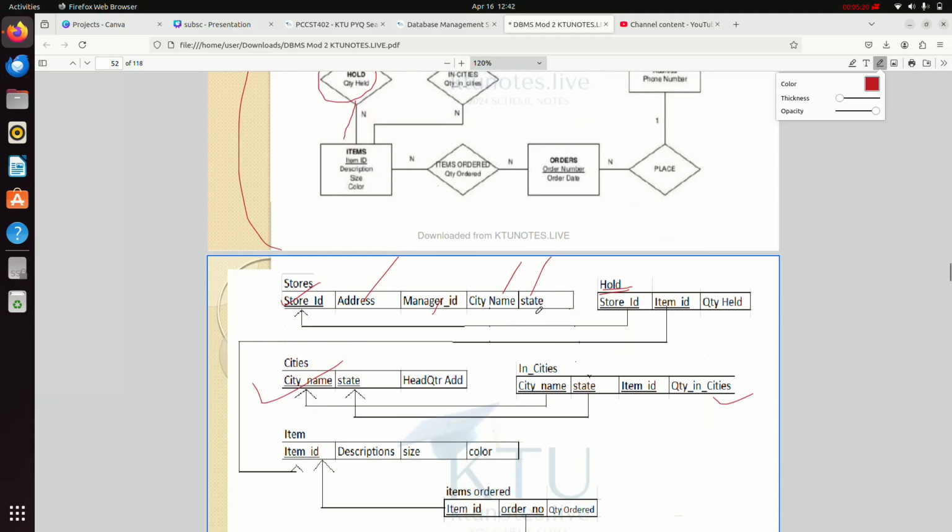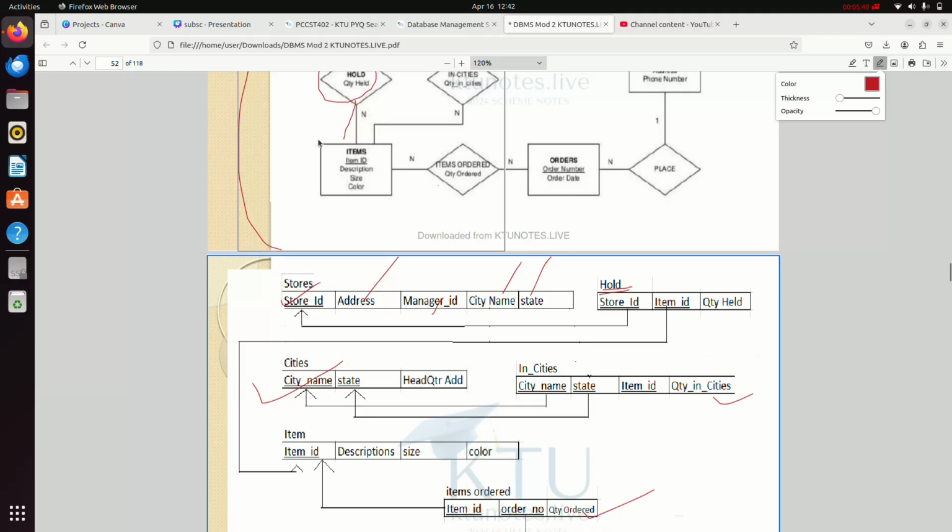Fine. Now next is again another relationship. You see item order. So this is also a many to many relationship. So this item order would also have a separate table containing item ID, order number as the primary key, and also quantity ordered as its own attribute, like this.